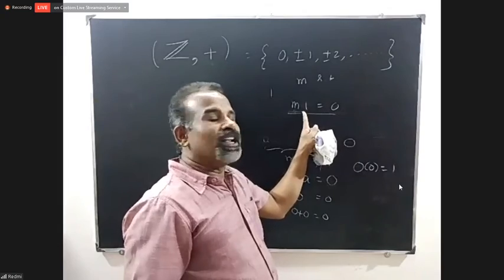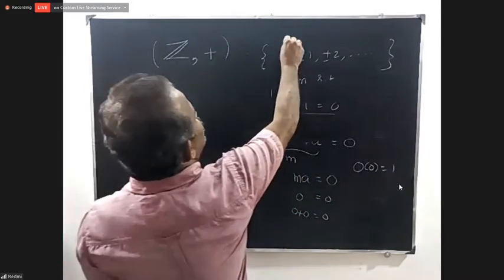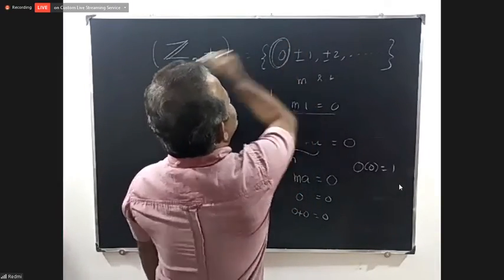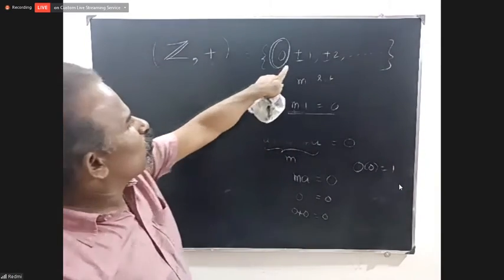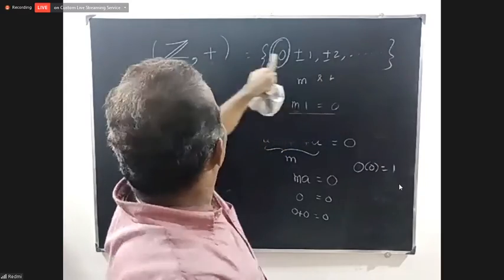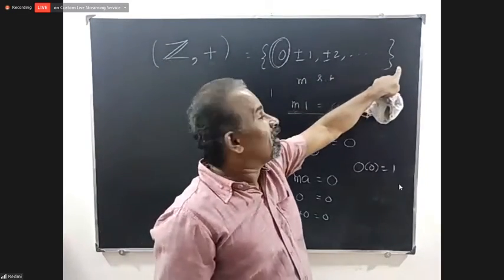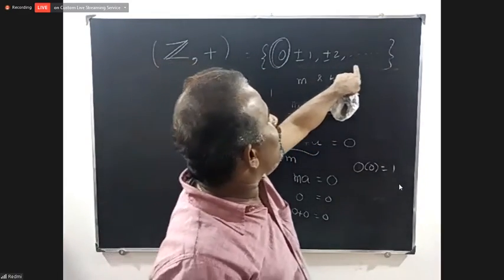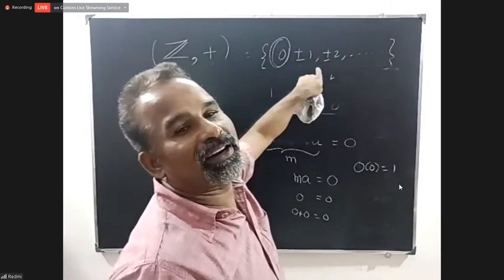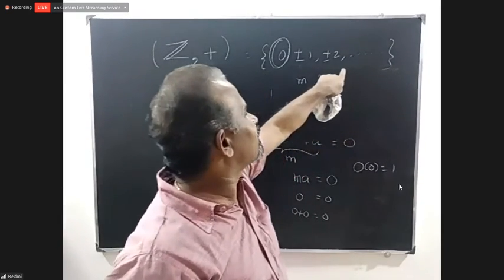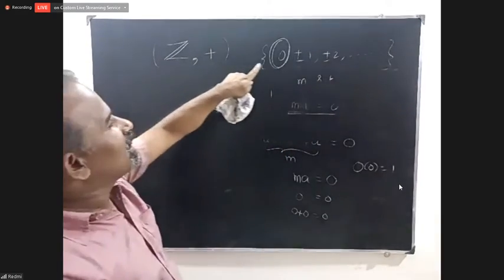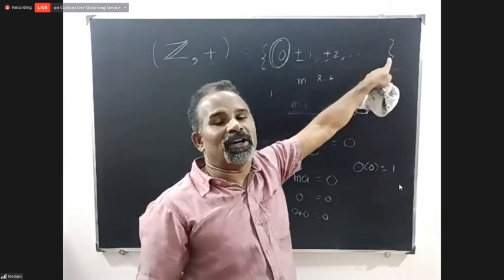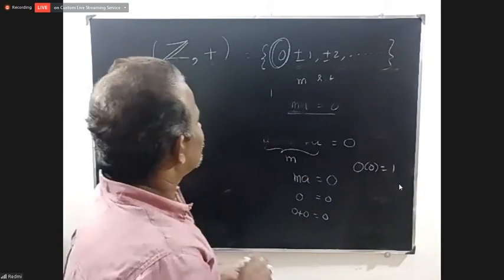Except 0, no element of Z has a finite order. We can say like that. Except 0, all the elements of Z are of infinite order. Okay.